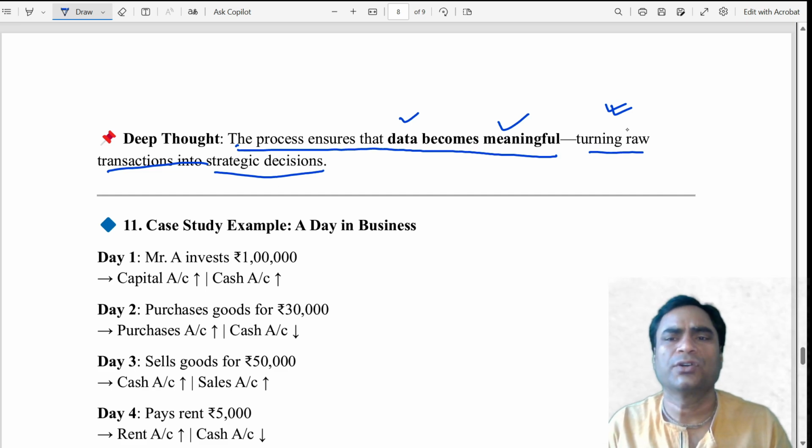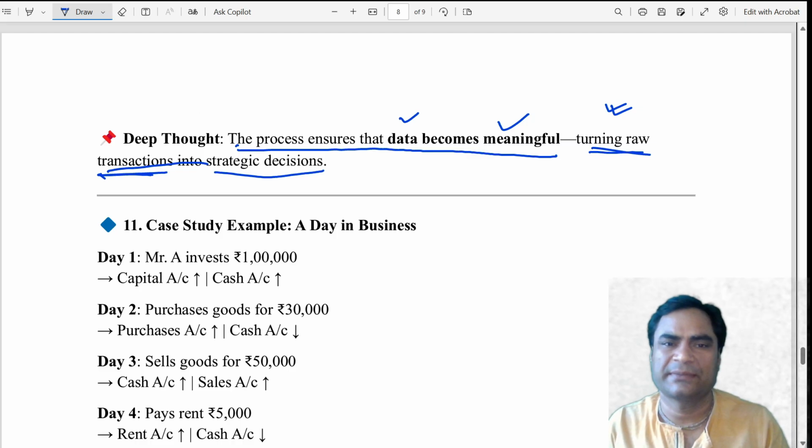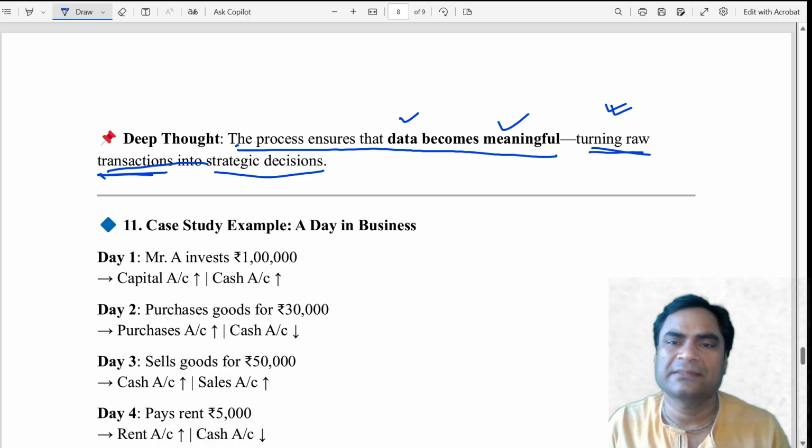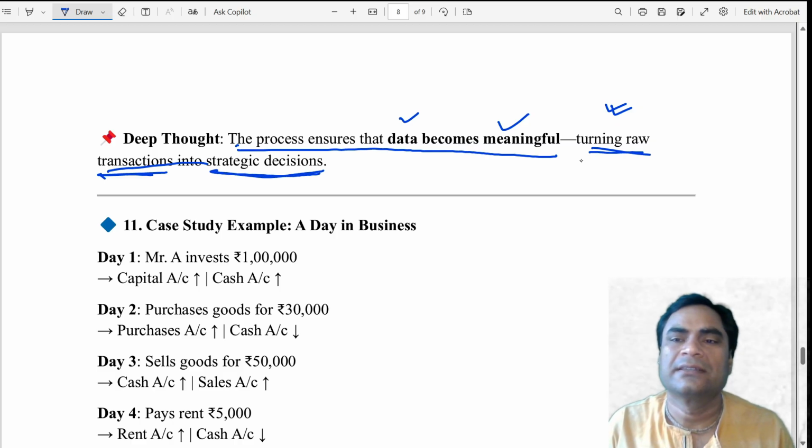It means जो रॉ इन्फॉर्मेशन होती है, रॉ जो ट्रांजैक्शंस होते हैं, इनकी जो सूचना जब सही रूप में आती है, जो अकाउंटिंग के प्रोसेस से आपने सीखा कि फाइनली वो फाइनेंशियल स्टेटमेंट्स और फिर उनके एनालिसिस और इंटरप्रिटेशन के रूप में आती है, तो वो स्ट्रेटेजिक डिसीजन मेकिंग का आधार बनती है। तो हियर द रॉ ट्रांजैक्शंस आर टर्निंग इनटू स्ट्रेटेजिक डिसीजंस। This is making the data meaningful. Okay, so the process ensures that data becomes meaningful. It means turning raw transactions into strategic decisions.